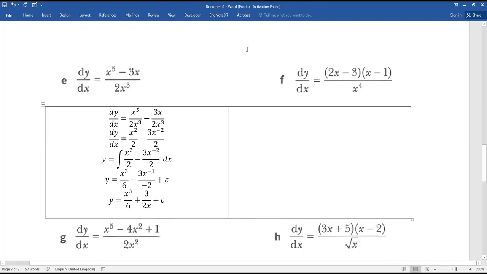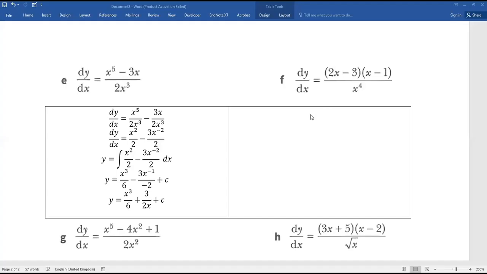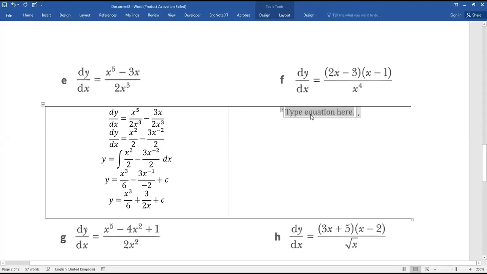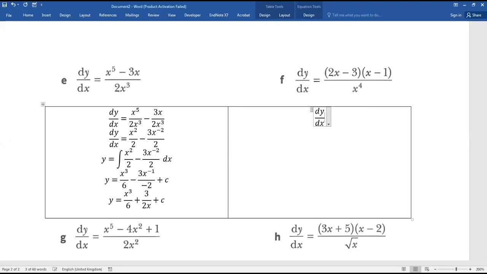Can you attempt the remaining 3 parts and then I'll discuss it? Again, we'll first try to simplify the derivative. So we cannot integrate it because it's multiplying and then it's dividing. So let's just expand the numerator: 2x squared minus 2x minus 3x plus 3.